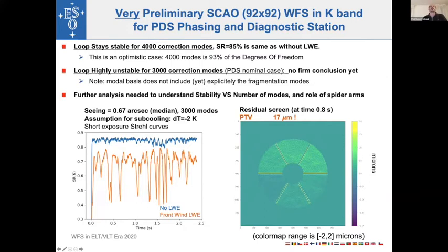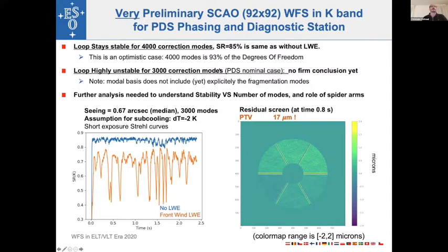For PDS, we look at a more reasonable case where we correct only 3,000 modes, and this actually failed. Here you can see the curve in orange is the instantaneous Strehl curve when we have a front wind, so we have this low wind effect due to the front wind. For now, we cannot really conclude why it fails.